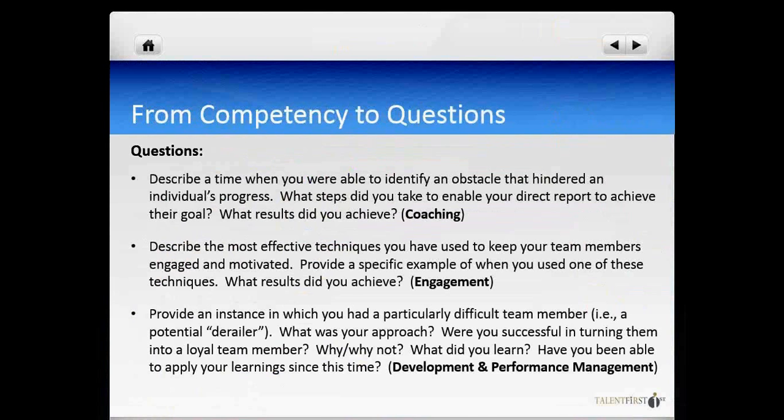Let's see the first question. Describe a time when you were able to identify an obstacle hindering an individual's progress. What steps did you take to enable your direct report to achieve their goal? What results did they achieve? So this question aims at assessing the coaching skills of an interviewee.